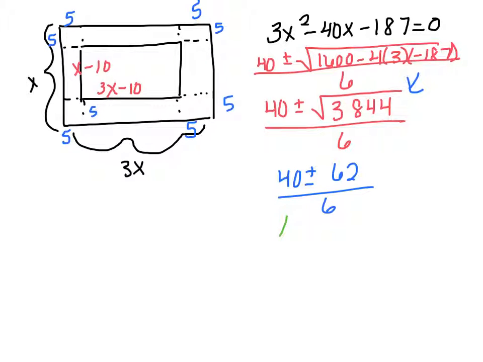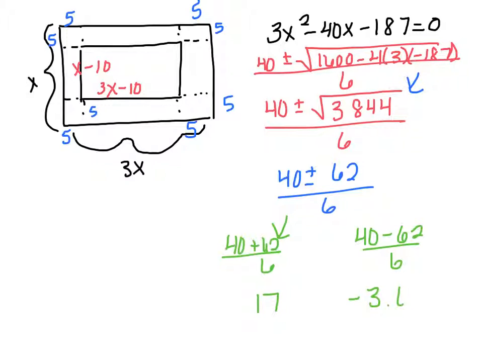So now I'm just going to solve this. I have 40, let's use the plus sign first, 62 over 6, and 40 minus 62 over 6. When I simplify the first one, I get 17. When I simplify the second one, I get negative 3.6 something, but I know it can't be negative. So I know that x equals 17.